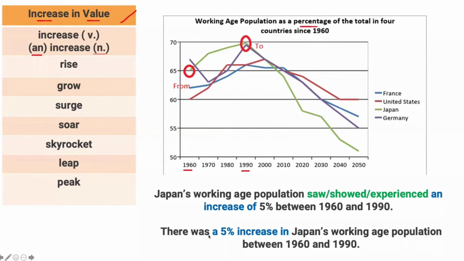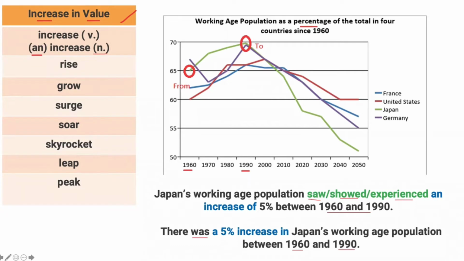Also, something important to keep in mind is the fact that we're using the past simple here because we are being specific. So we're talking about a specific moment in time, and that is 1960 and 1990. Same thing here. We see saw, showed, and experienced. These are all in the past tense because, again, we are specific, talking about a specific moment in the past, and that would call for the past simple.